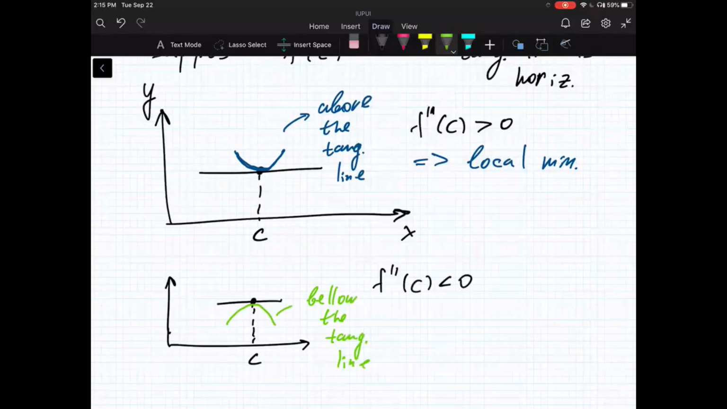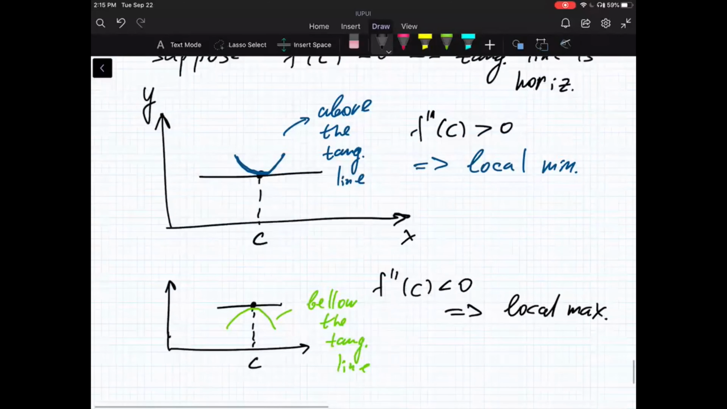That means it looks something like that, and then that means that it's a local maximum. Okay? It's not a proof, but it's very close to the proof, in fact. And again, how you can remember this.